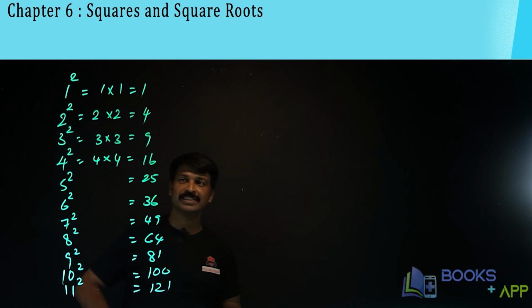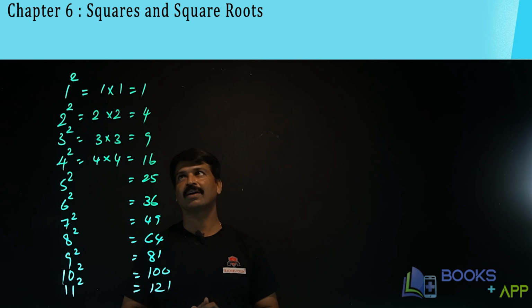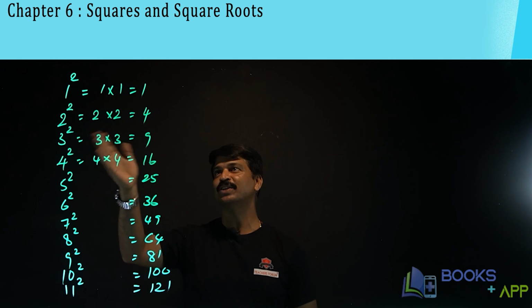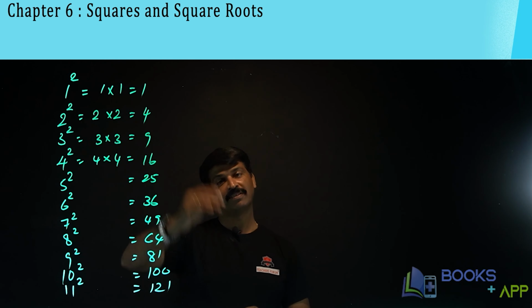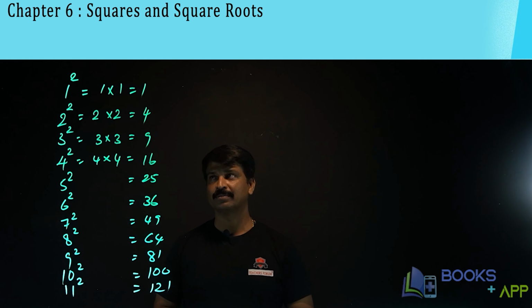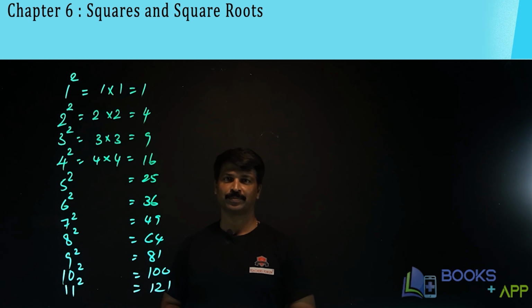You see, we say that all these numbers are square numbers because 1 is a square number. Why? Because 1 into 1 is 1. 4 is a square number because 2 into 2 is 4. 9 is a square number because 3 into 3 is 9. So all these are square numbers.